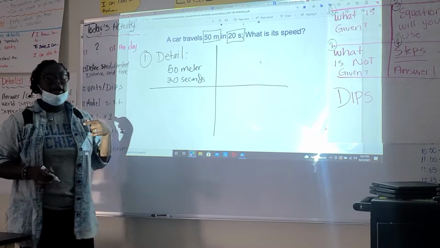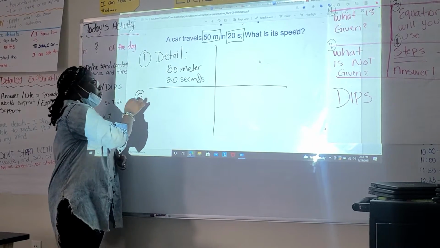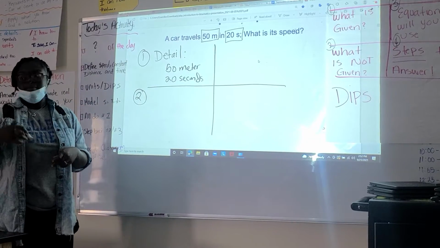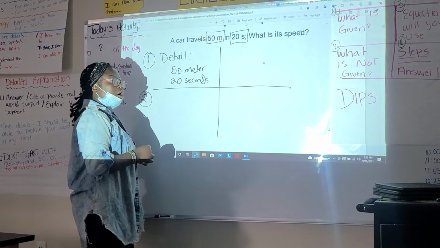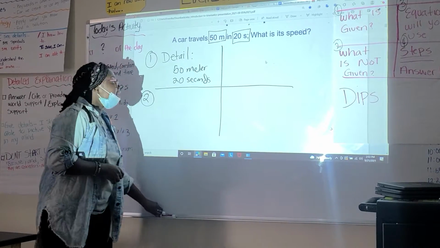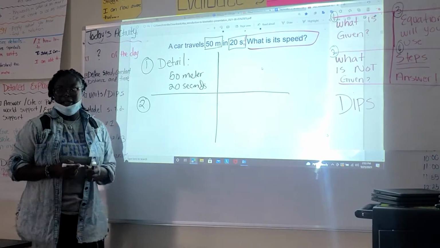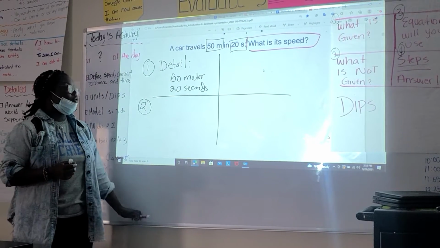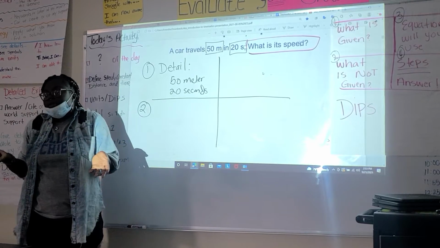What are we trying to find? What is not given? The speed. Okay, how do you know that? How do you know the speed is not given? Keyword is it asks you for it, right? Usually you will always know what's not given because what's not given is in question form, right? It's always going to be in question form. So you know exactly what to isolate for because they tell you what it is.